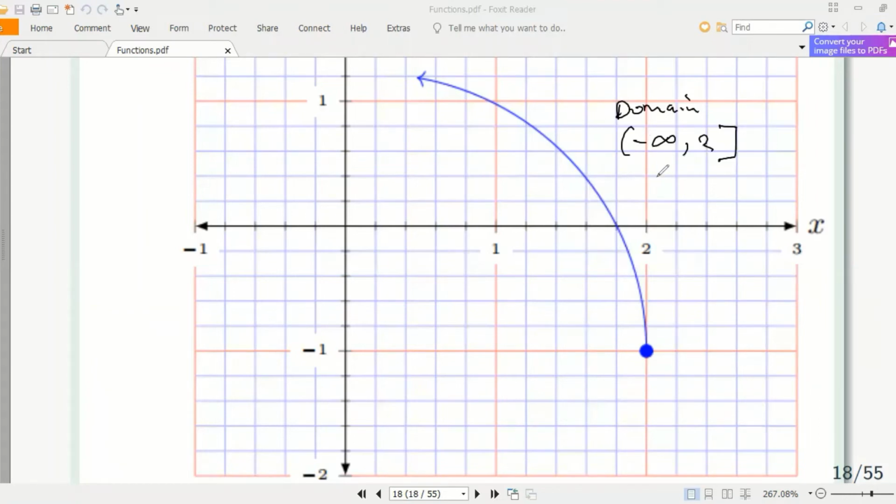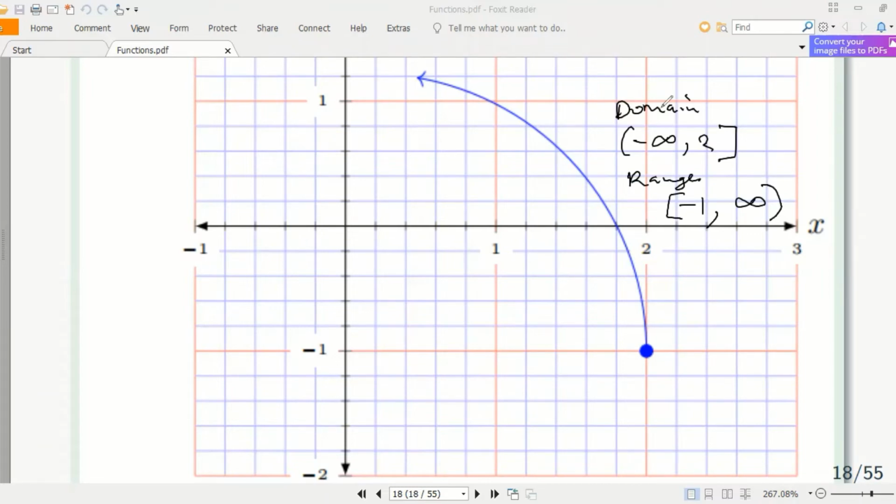What about the range? The y values. The lowest y value is here, because these are the y values. So the lowest is negative 1, which is included. What about the highest? This graph is still going up. You can see it's still going up. That means the highest y value is not included. So this becomes the range.